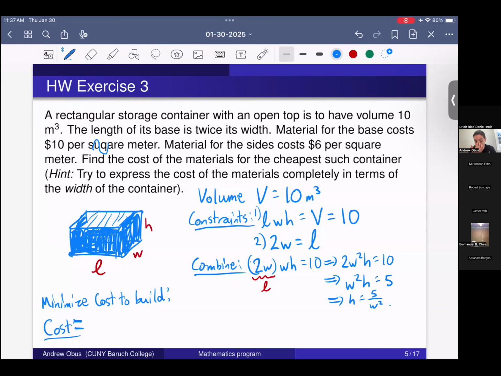Yes, Robert. Yeah, I think to find the cost, the question says the material for the base costs $10 per square meter. Square meter is the unit used in finding area, so the base should be the length times the width. Exactly. So we have the length times the width times 10, right? This is the cost of building the base.